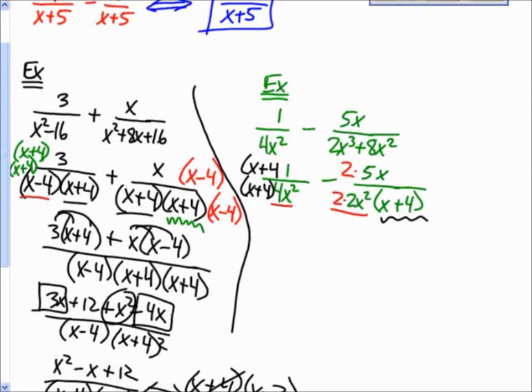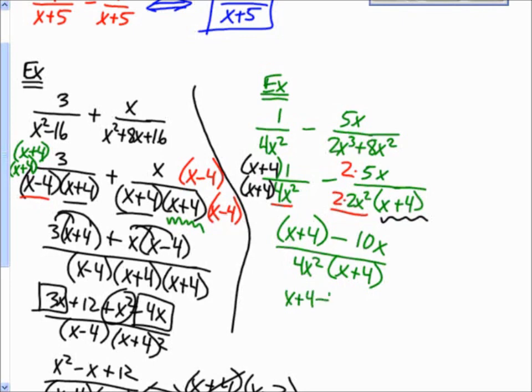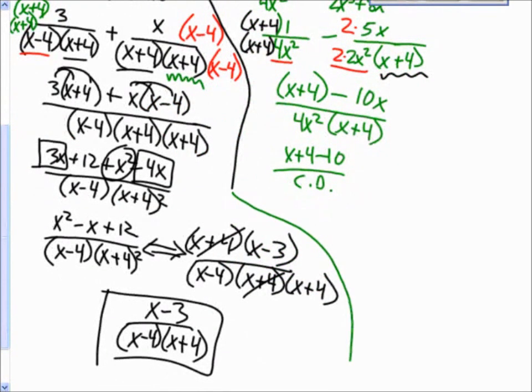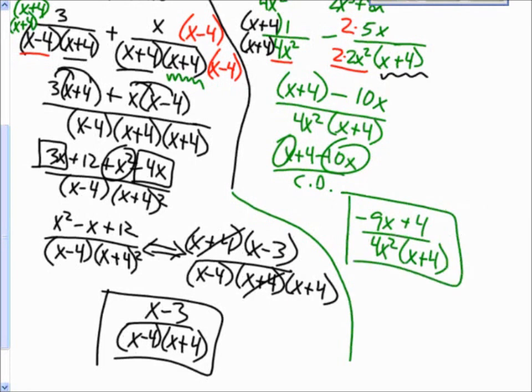And this will become x plus 4 times 1, minus the 10x, all over 4x squared times x plus 4. Now I can drop those parentheses on that x plus 4. So I get x plus 4 minus 10x over the common denominator here. Let me go down a little bit. So x plus 4, there's an x right there. x minus 10x is negative 9x, plus 4, all over 4x squared times x plus 4.